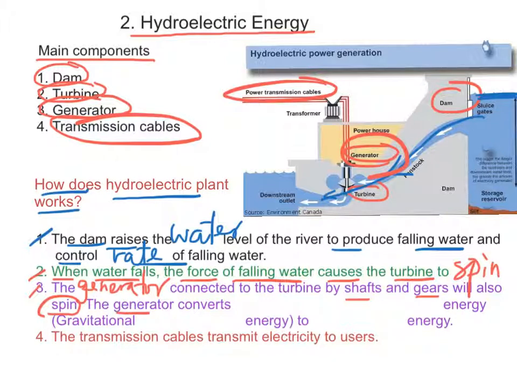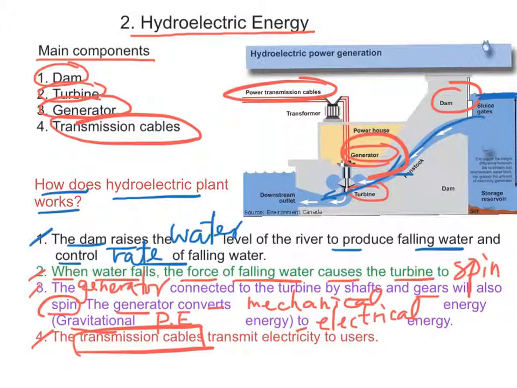The generator converts mechanical energy, we say gravitational potential energy of the water, to electrical energy finally. And the transmission cables transmit electricity to users.